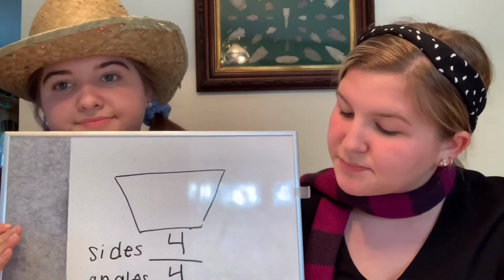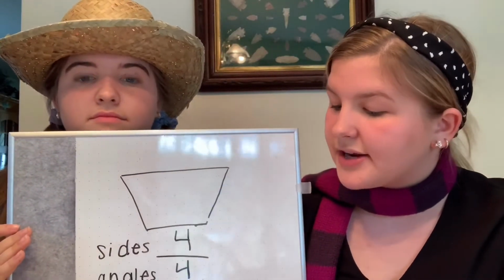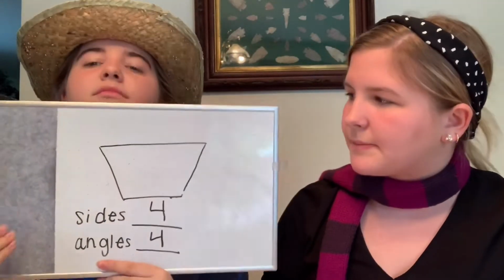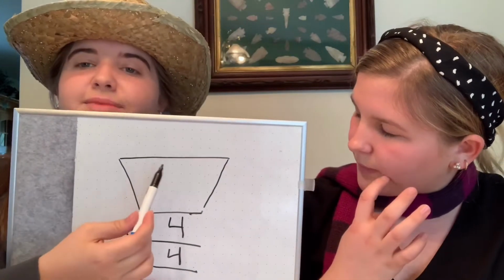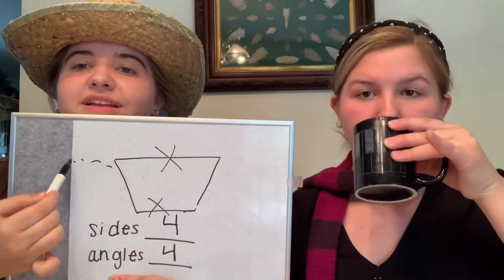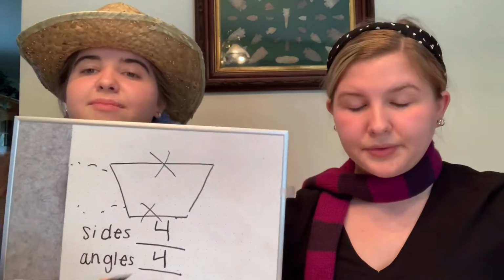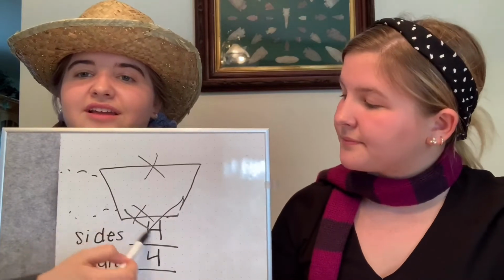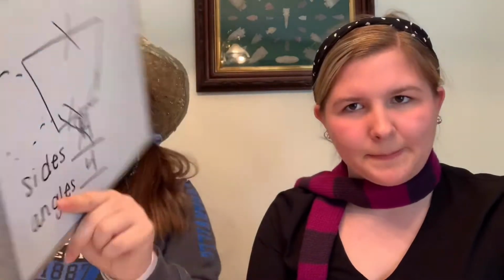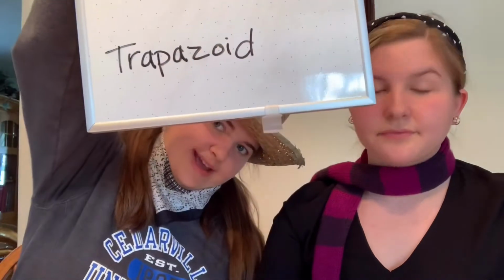The next question says put x's on one pair of parallel sides. So Mary Beth, what sides can we show that are parallel? Well, I reckon it's going to be this one and this one, because if they keep going, they're never going to cross. But if these two keep going, eventually they're going to cross right there. Good, Mary Beth. Write a name for this shape. Not a rectangle, but looks a lot like it. This shape is a trapezoid.